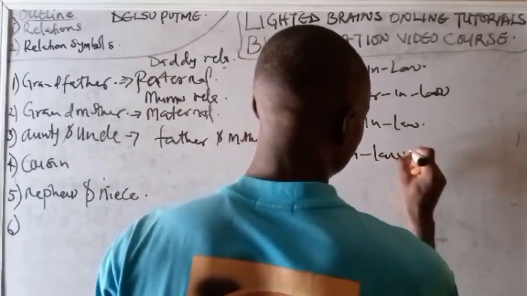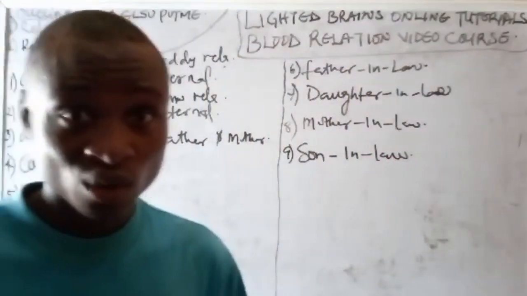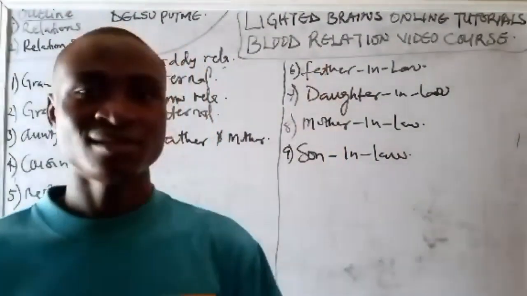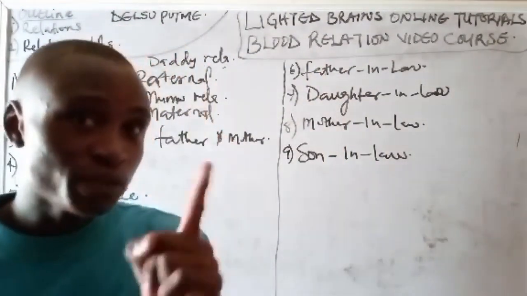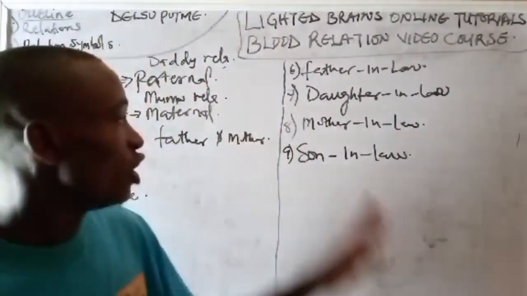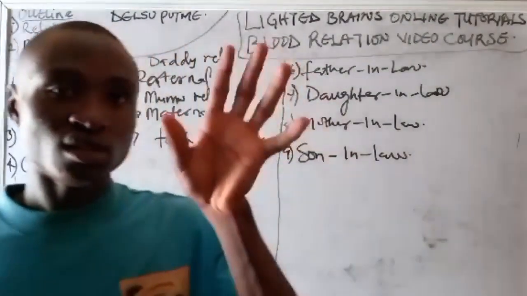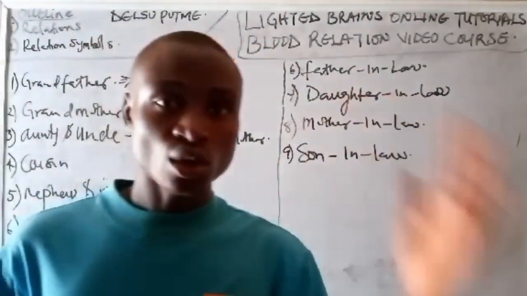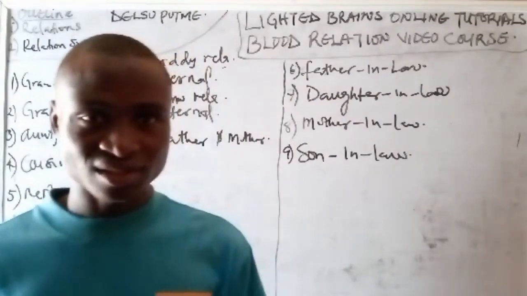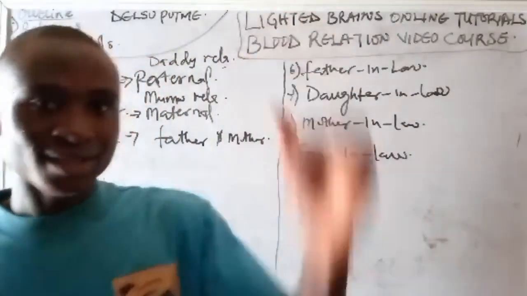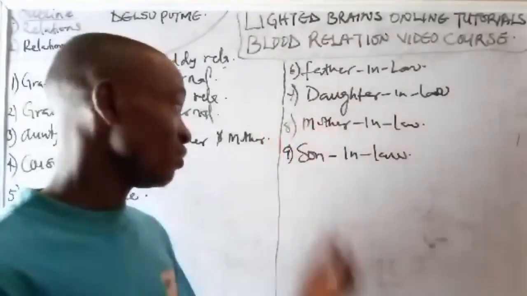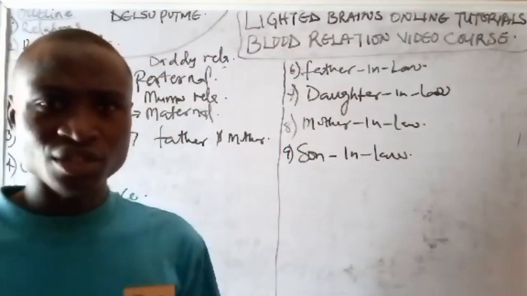Son-in-law. Now let's say you are a girl, you have a husband. Your husband is son-in-law to your father. Do you understand now? Your husband, for example, now you are a girl or you have a sister. Your husband is son-in-law to your father and to your mother. Do you understand now? In the reverse order, your father is father-in-law to him, your mother is mother-in-law to him. Do you understand now?